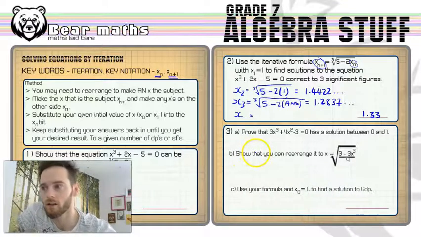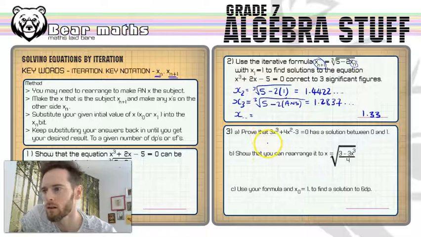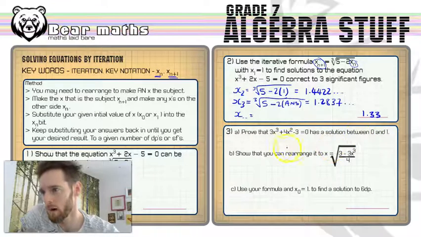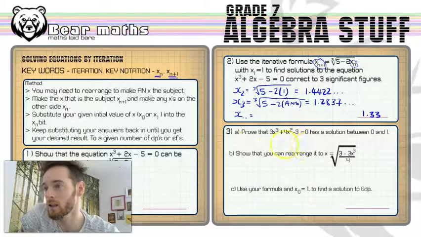Right, question 3 asks us to prove that 3x cubed plus 4x squared minus 3 equals 0 has a solution between 0 and 1. Well, this is all about the fact that if we substituted 0 into here, we would get something, and if we substituted 1 into here, we would get something. And it's all about the fact that the 2 values we would get, one would be negative, one would be positive.